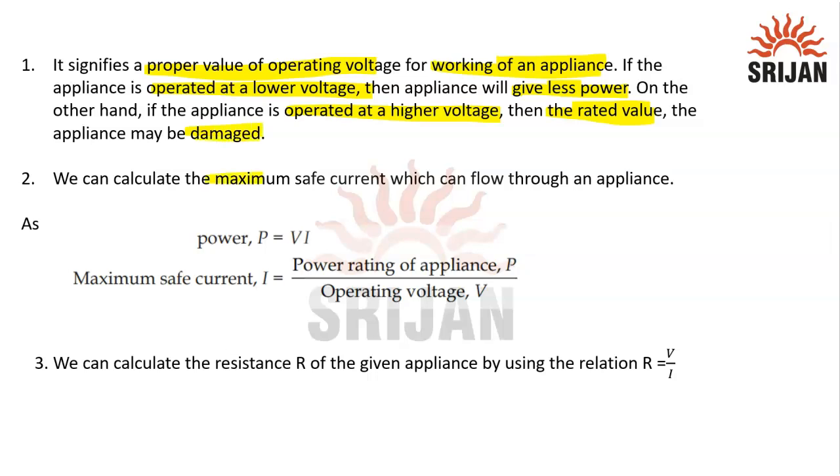We can calculate the maximum safe current which can flow through the appliance by this formula: power is equal to VI. So the maximum safe current is simply equal to P divided by V, that is power rating of appliance divided by operating voltage. We can calculate the resistance of the given appliance by using the relation R is equal to V upon I.